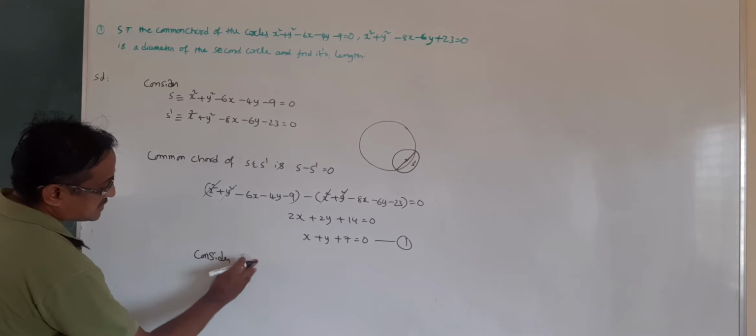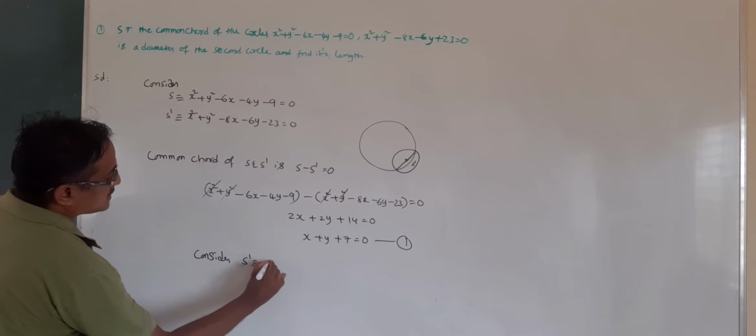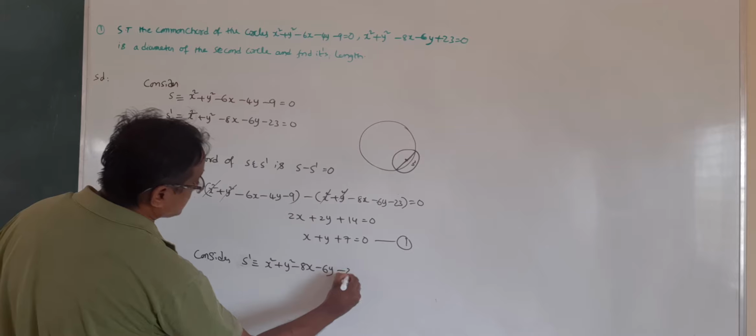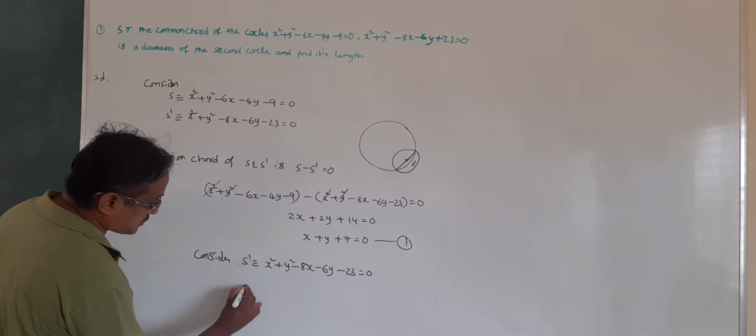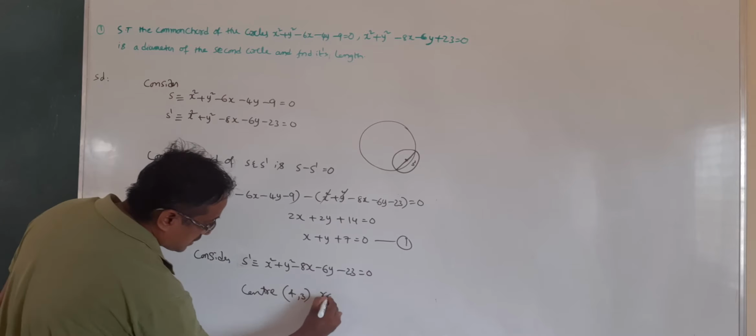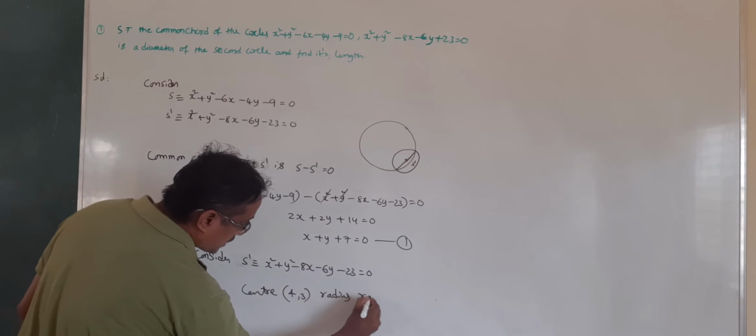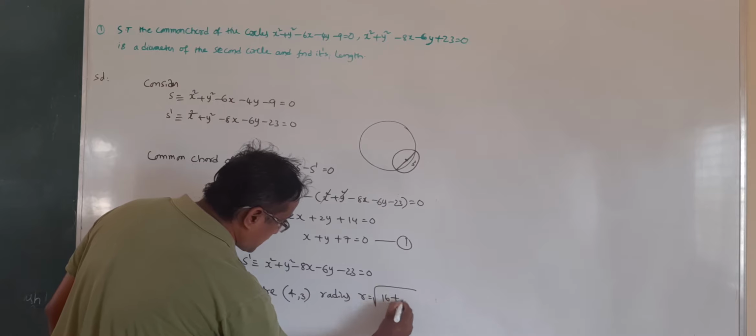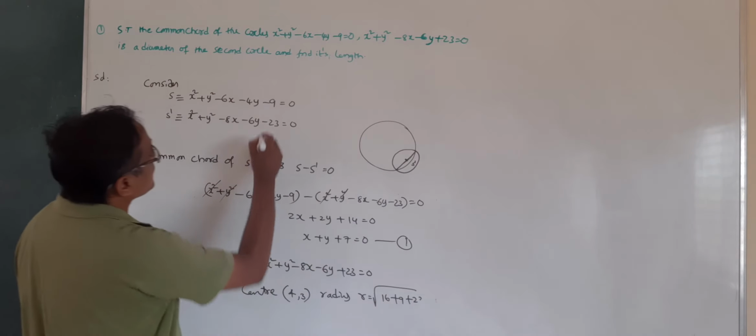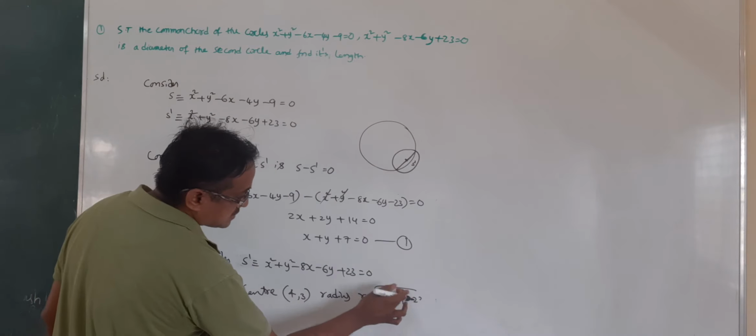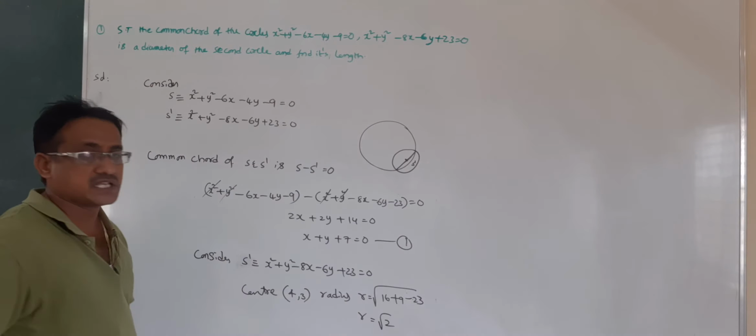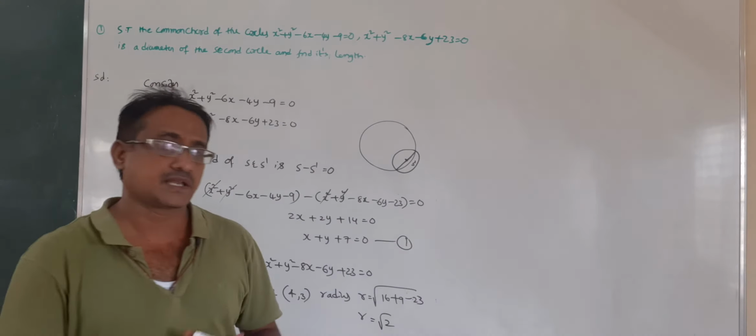Consider S dash: x square plus y square minus 8x minus 6y minus 23 equal to 0, with the center (4, 3) and the radius r equal to root of 16 plus 9 plus 23, so it will be root 2. That is the radius of the circle.